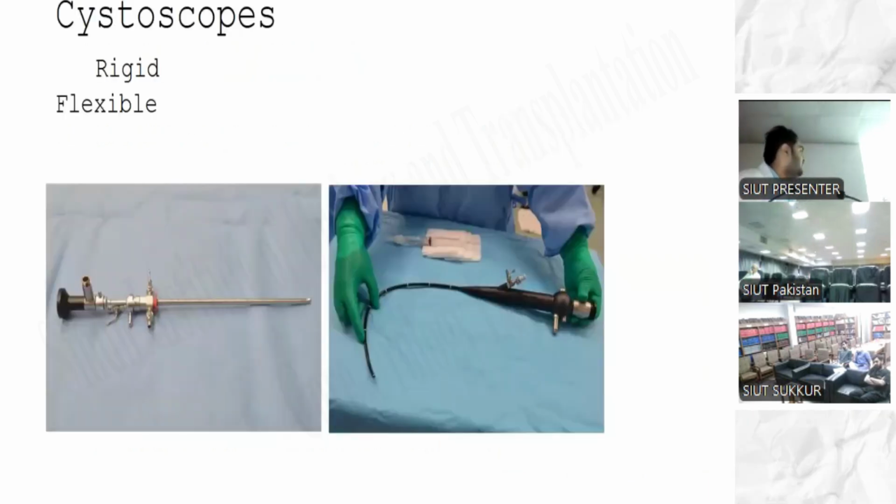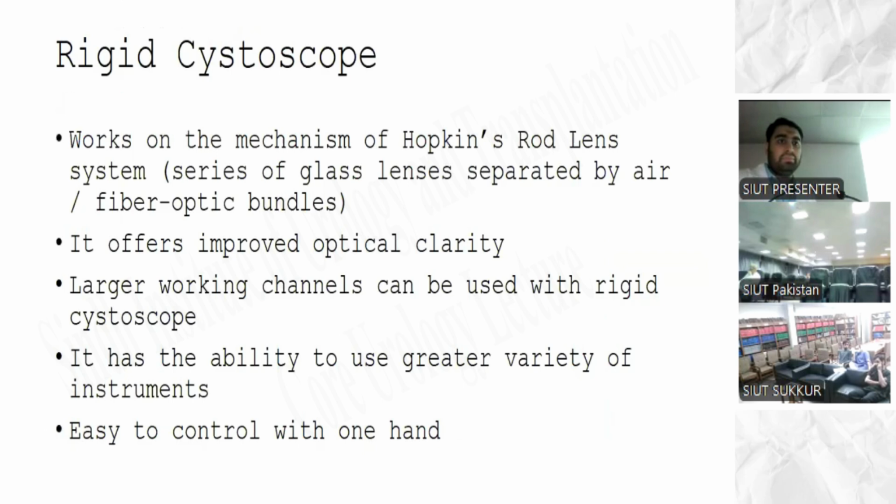Now, these are the pictures of the cystoscope, the rigid as well as the flexible cystoscope. We will describe them in our subsequent slides. We will try to describe, although it is a vast topic, but in a nutshell, as much as we can. I'll try my level best to describe most of the things.